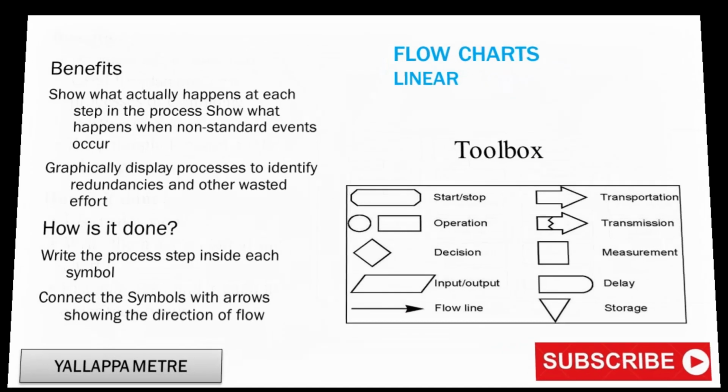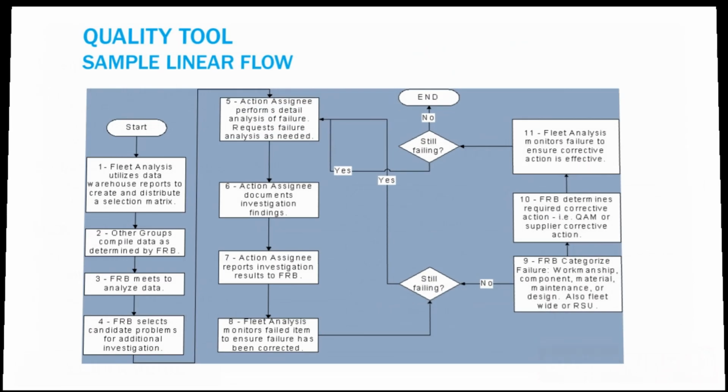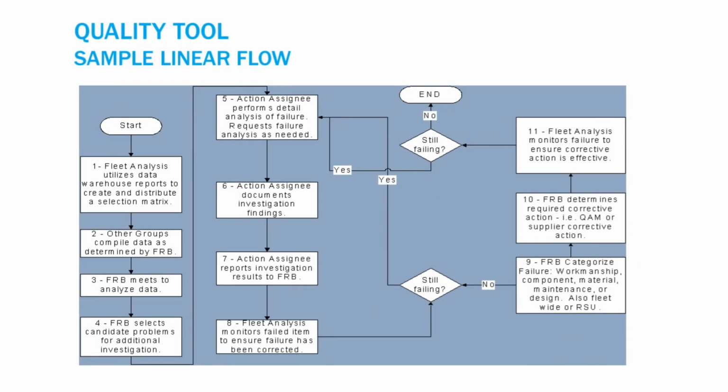Benefits of flowcharts: linear. Show what actually happens at each step in the process. Show what happens when non-standard events occur. Graphically display processes to identify redundancies and other wasted effort. How is it done? Write the process step inside each symbol. Connect the symbols with arrows showing the direction of flow. Please look at the sample linear flow for better understanding.